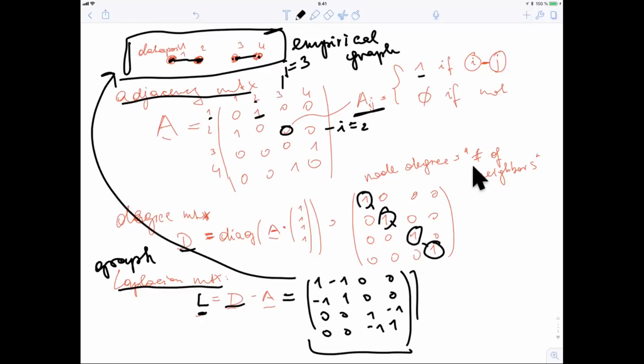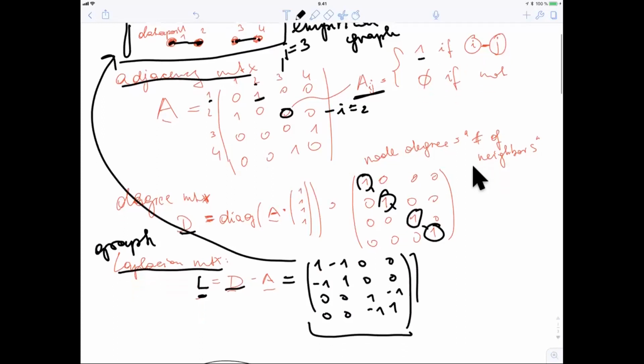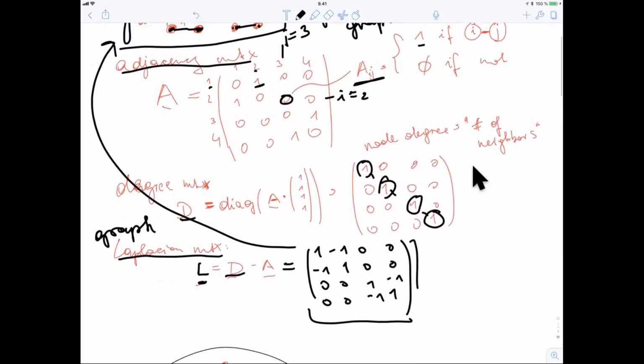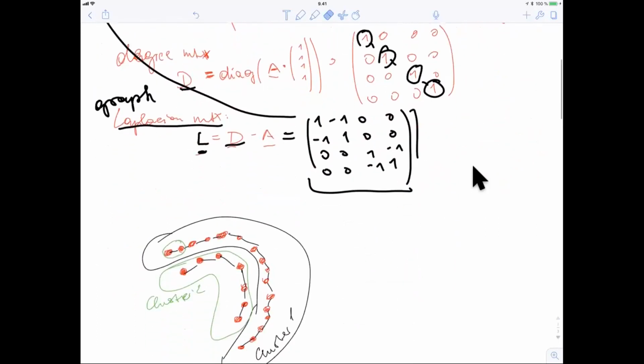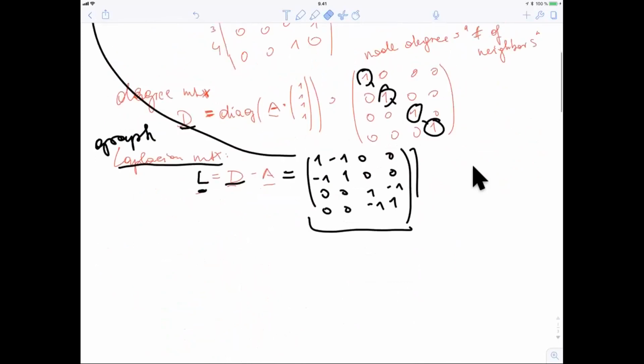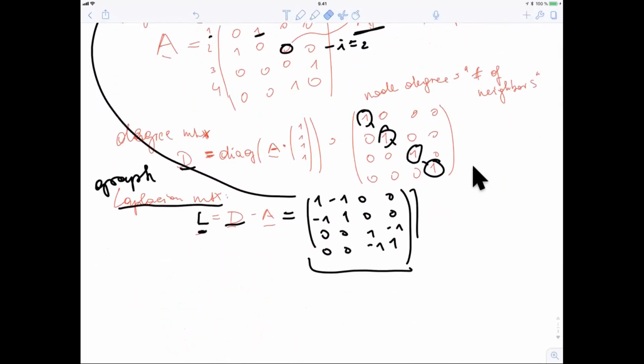So for each empirical graph, we can determine the Laplacian matrix. And why is spectral clustering called spectral clustering? Well, because we can get, or approximate, the connected components of a graph via the spectral or eigenvalue decomposition of this Laplacian matrix.